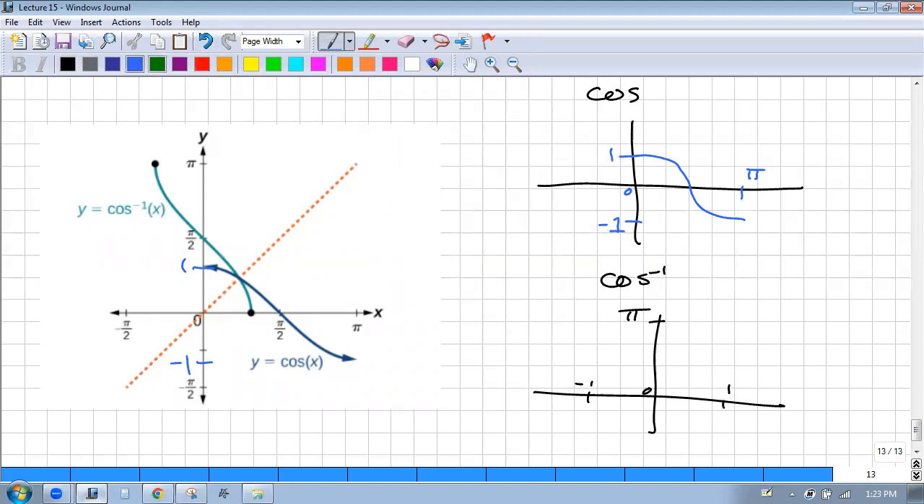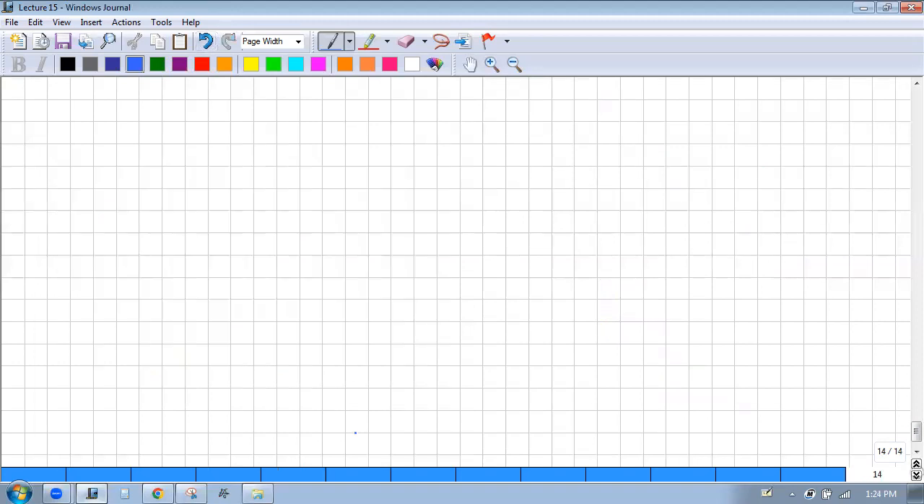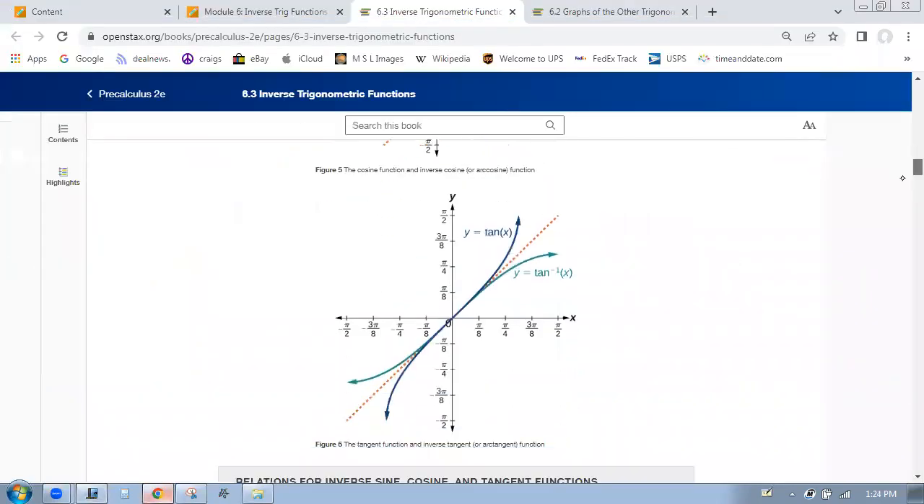And this guy looks like that. So I can give it anything between minus 1 and 1, and it's going to spit out one number between 0 and pi. All right. Minus 1 to 1, minus 1 to 1. 0 to pi, 0 to pi. All right, if we kept going, it wouldn't be a function. So we have to cut it off. Now it's a function. And now for tangent.